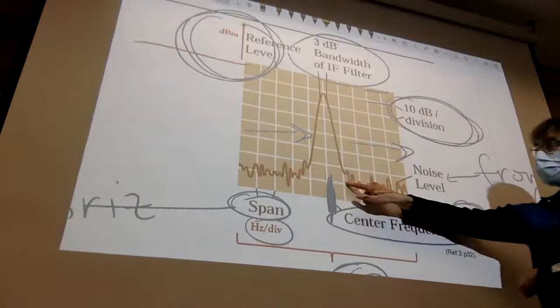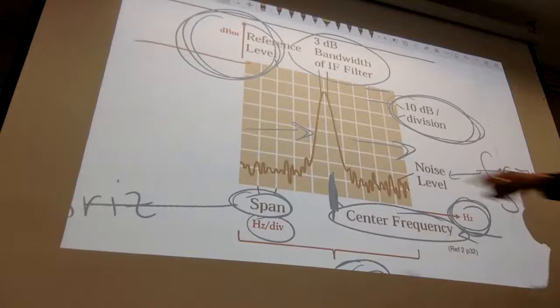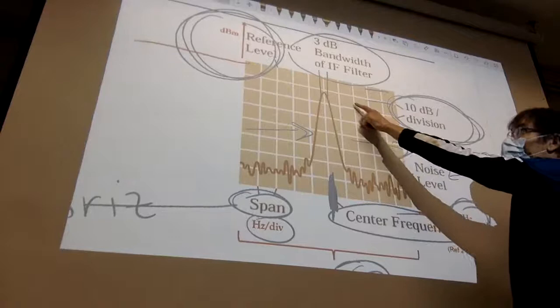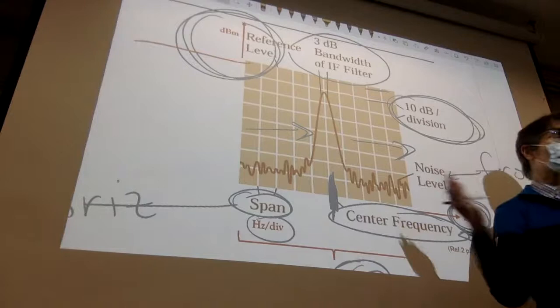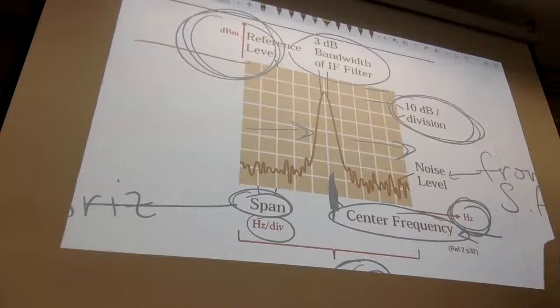So just count 10 dB, 1, 2, 3, 4, 5.8 divisions equal 58 dB. Here's the dB. You said 57, that's pretty cool. When you're starting to do your view with your eyes, it's okay, 57. Make sense how to do it?